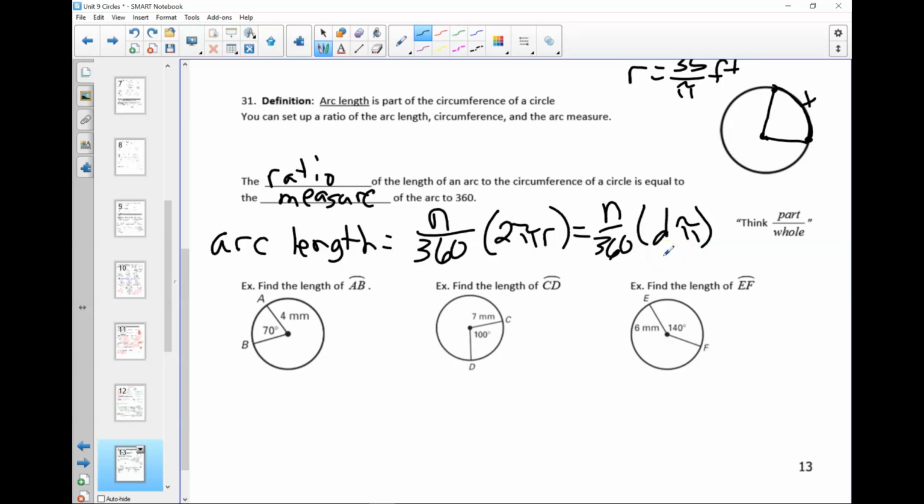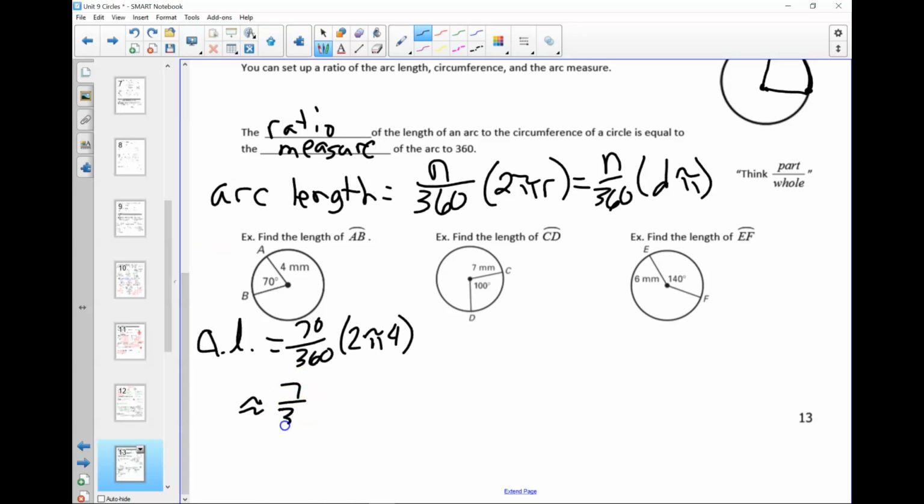So in example 1, our circumference, or in this case arc length, equals 70 over 360 times 2 pi times 4. Simplifying that, we get 7 over 36 times 8 pi, which is approximately 4.89 millimeters.